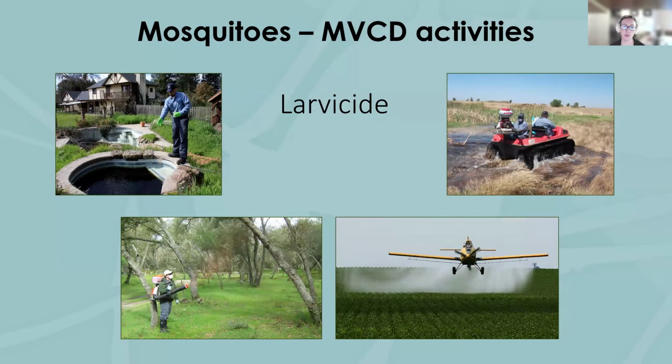Larval control or larvicide with pesticides is also an important tool in mosquito control. It can be used on a small scale. This is an unmaintained backyard jacuzzi, and someone's doing a hand application of a granular product. There's also backpack application. This is an Argo vehicle applying larvicide in a pasture. And in some instances, like rice agriculture, larvicide can actually be applied by airplane.